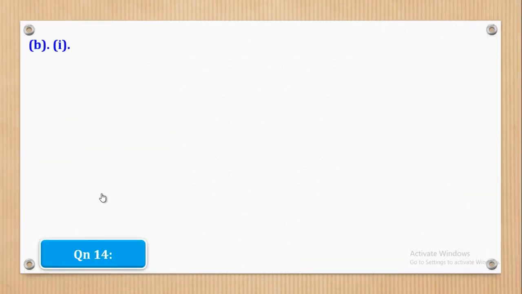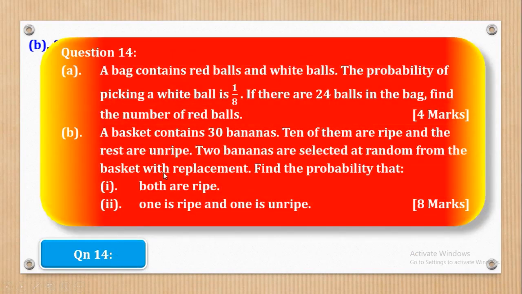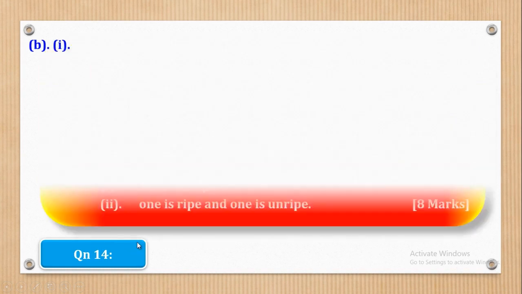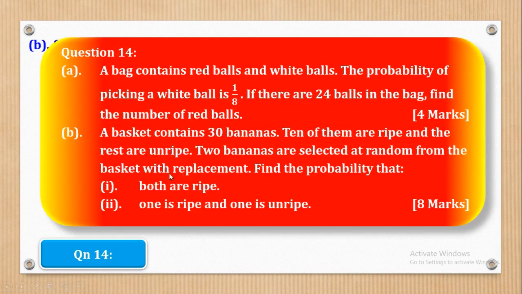So now we shall go to part B. So part B says, a basket contains 30 bananas, 10 of them are ripe and the rest are unripe. 2 bananas are selected at random from the basket with replacement. Find the probability that Roman 1, both are ripe, and Roman 2, one is ripe and one is unripe. So this one takes 8 marks. Let's see how those 8 marks can be got. Remember, it is with replacement.